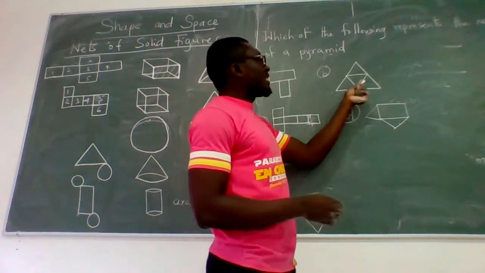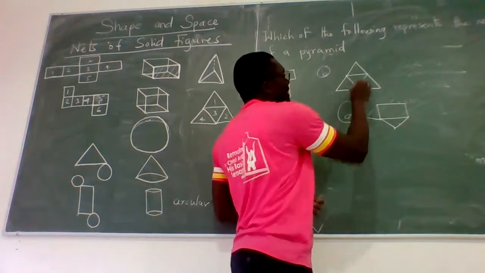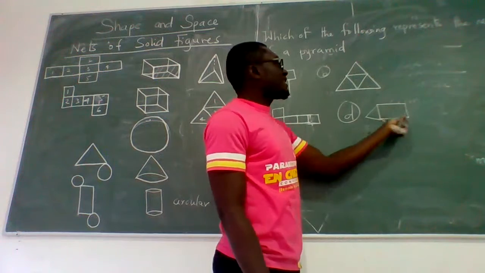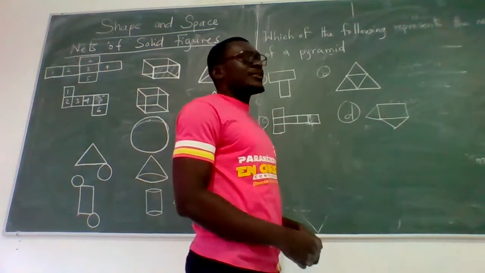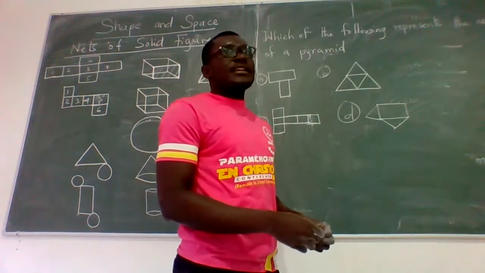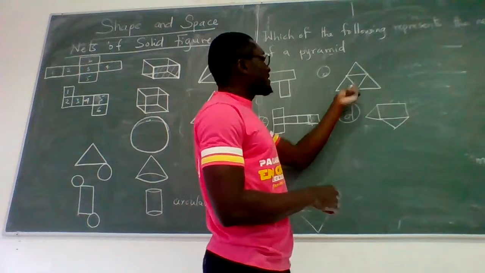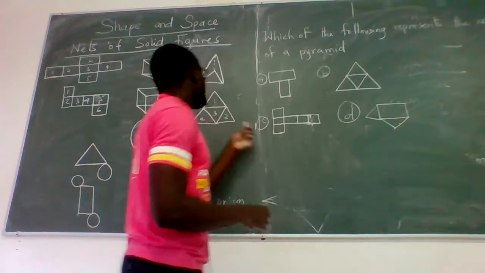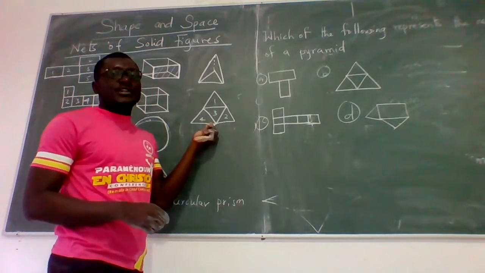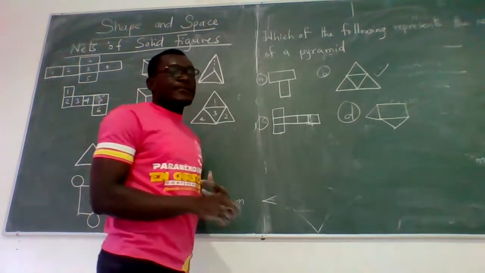triangles, but this one has a 3-sided figure inside. This one is a 4-sided figure with 2 triangles around it. This cannot even give us a solid figure because it will be a half something. But this we can see resembles what we had here, which is the tetrahedron. So this will be your best option to take.